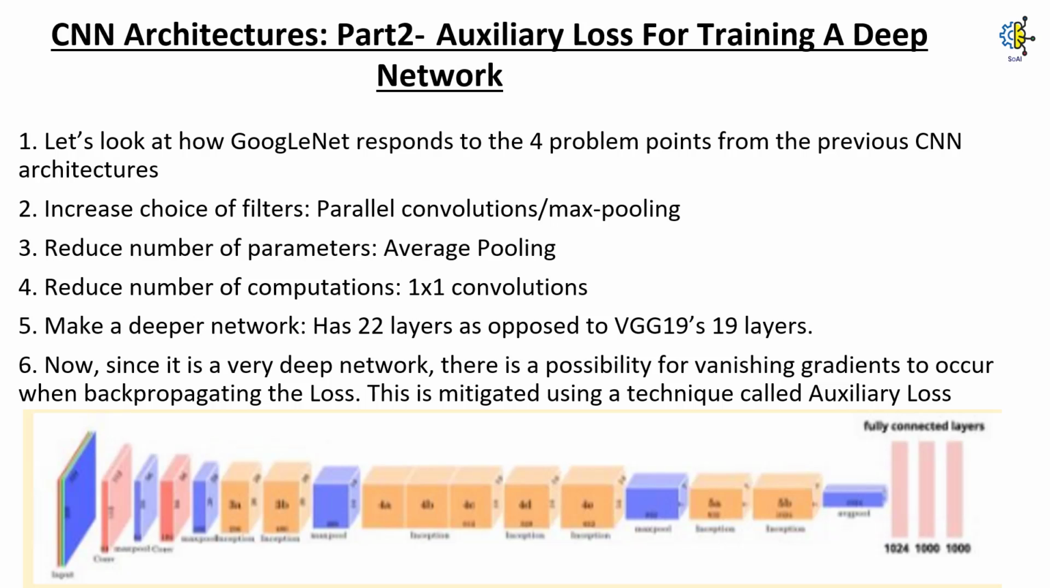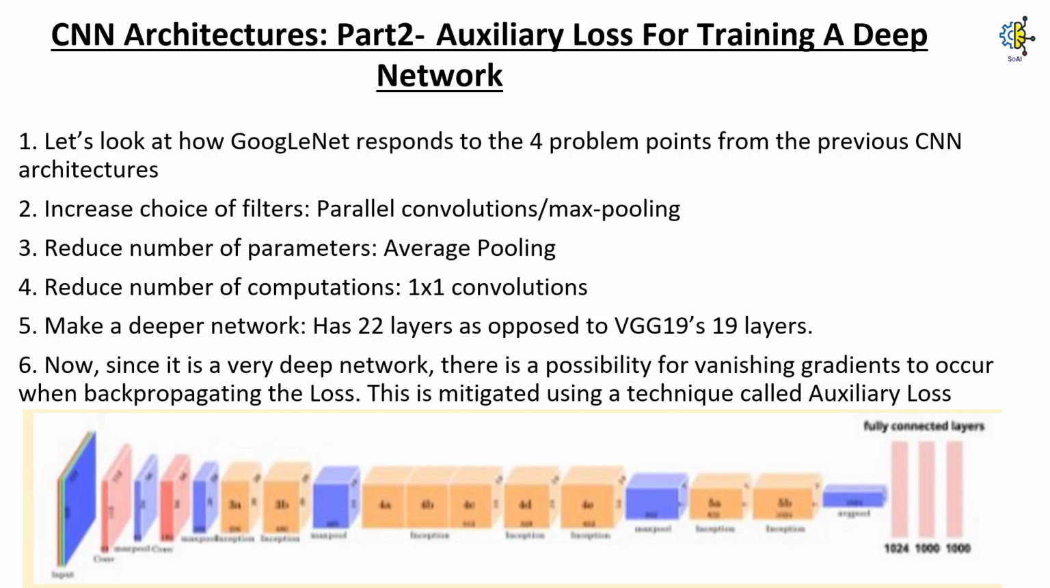Auxiliary loss for training a deep network. Let's look at how GoogLeNet responds to the 4 problem points from the previous CNN architectures: increased choice of filters, addressed by parallel convolutions or max pooling; reduce number of parameters, addressed by average pooling; reduce number of computations, addressed by 1 by 1 convolutions; make a deeper network, which has 22 layers as opposed to VGG19's 19 layers.